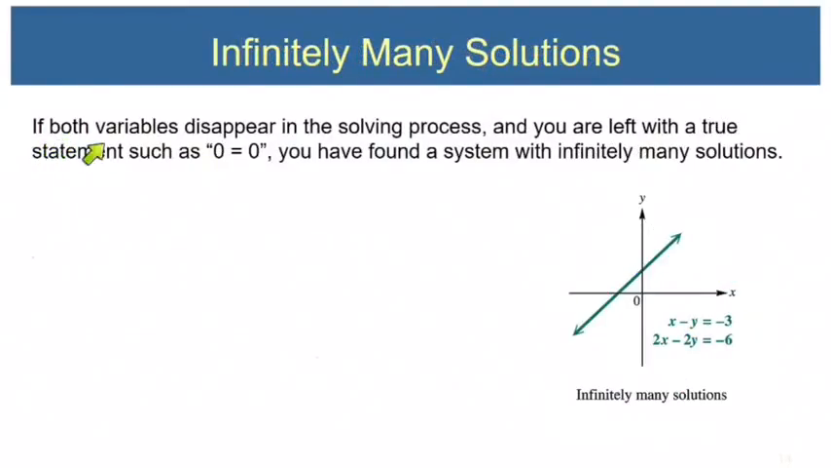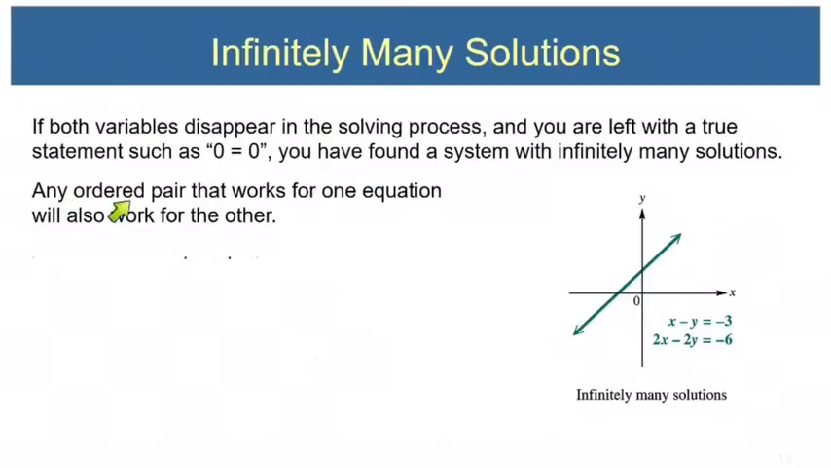On the other hand, if both variables disappear in the solving process and you're left with a true statement such as 0 equals 0, in this case you found a system with infinitely many solutions. What's happening here is that your two equations actually are graphing the same line. So any point that is on one of the lines is also on the other line. Therefore, any ordered pair that works for one equation will also work for the other. Now, stating the solution to these is a little trickier than the others because you can't just say that all ordered pairs are a solution.